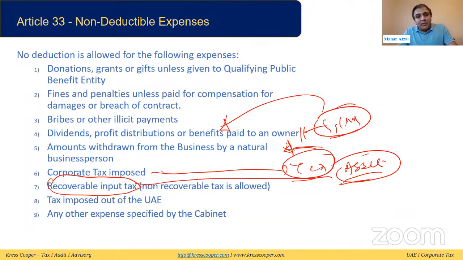Tax imposed outside the UAE. If any tax is imposed outside the UAE, the authority says it will not be allowed for tax purposes, and any other expense specified by the cabinet. So this is the complete list of non-deductible expenses. We have already discussed the interest as well. We have already discussed the entertainment expenses as well. We have already discussed the expenses wholly and exclusively for business purposes.